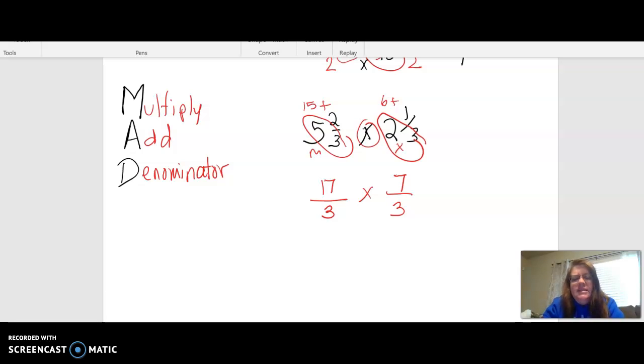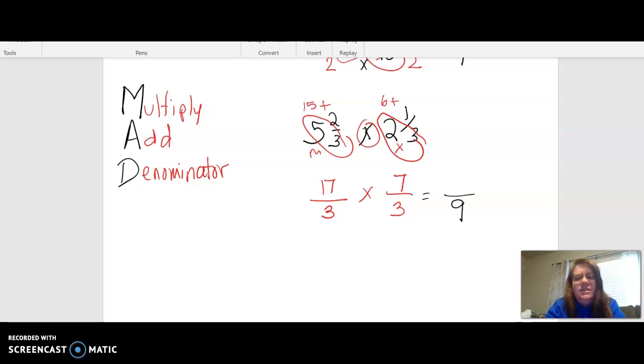So now I'm going to say, okay, can I multiply? Sure. Is there anything I can simplify? Does 3 go into 7? Not evenly. Does 3 go into 17? Not evenly. Oh, that's a bummer. I would like to make this simpler, but I can't. So I have to multiply across. I'm going to start with the bottom one because it's easy. 3 times 3 equals 9.